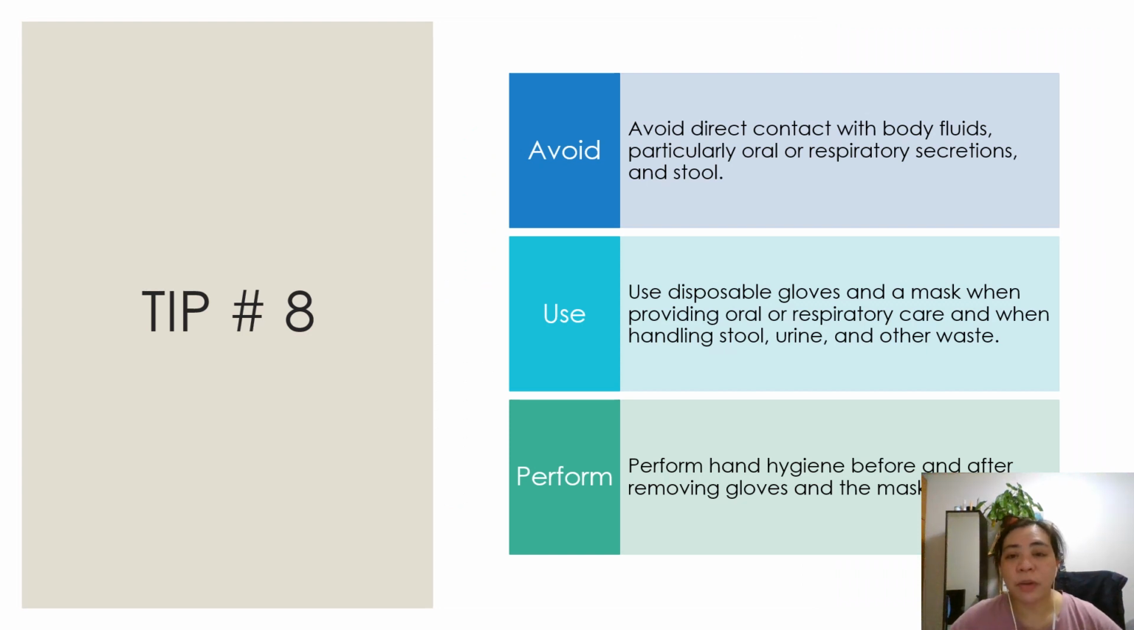Okay, so tip number 8, avoid direct contact with body fluids, particularly oral and respiratory secretions and stool. So of course, if you are caring for the elderly, use disposable gloves. When you dispose of stool or when you touch them, wear a mask also when you are taking care of them. And perform hand hygiene after you remove the gloves and after you remove the mask. So handwashing is really important.